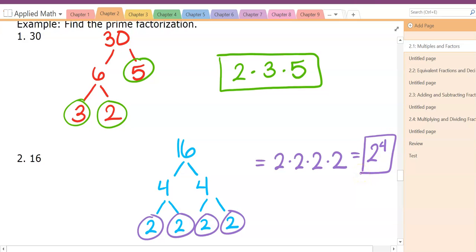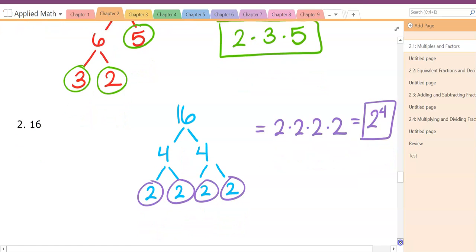It's okay, especially if you have a lot of the same number repeated multiple times. Like if you're factoring a really big number and you've got 5 2s, instead of writing out 5 2s, just use an exponent. It'll shortcut. Okay, let's do the next one.